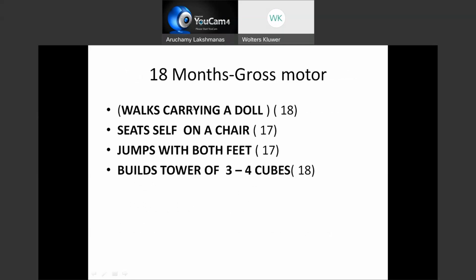By 18 months, they can walk carrying a doll, seat self on a chair, jump with both feet, and build a tower of 3 to 4 cubes. As far as the number of cubes is concerned, I will give a clue later, so it will be easy for you. So just remember, jumps with both feet by 18 months.